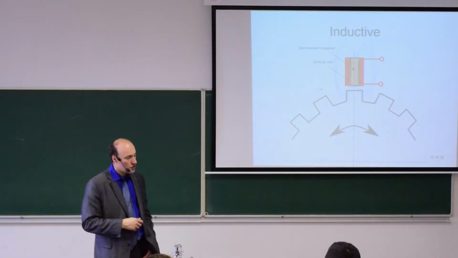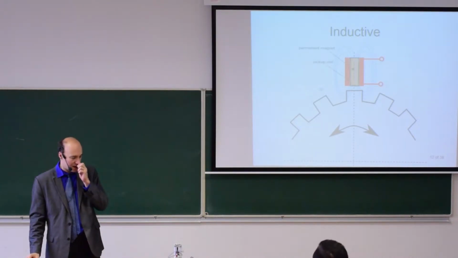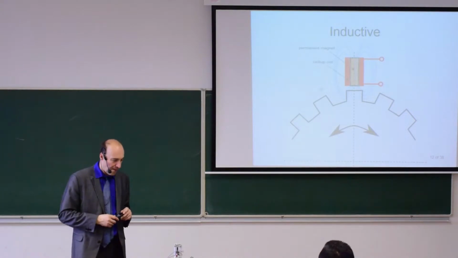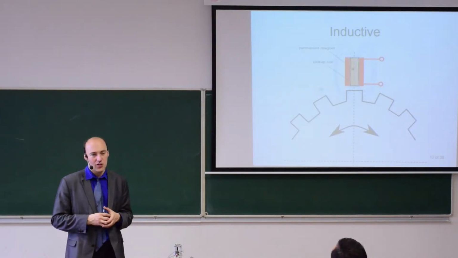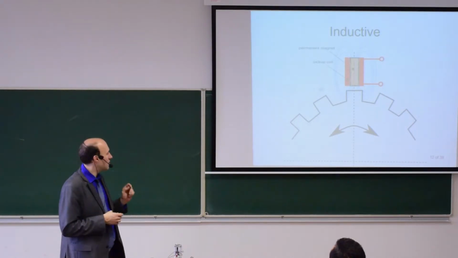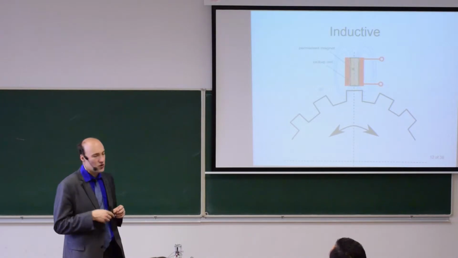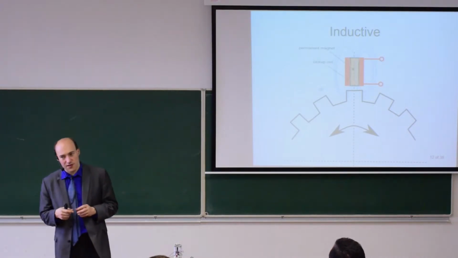We can use also inductive sensors to detect speed. We have seen inductive sensors also when we discussed the proximity sensors. So here it is similar. The difference is that this kind of inductive sensor does not need any power supply. So it can be a passive sensor.